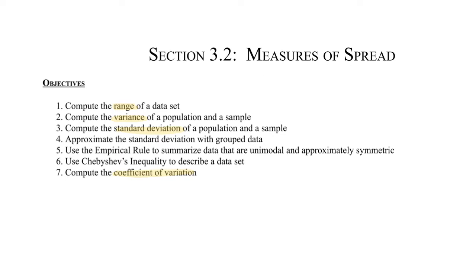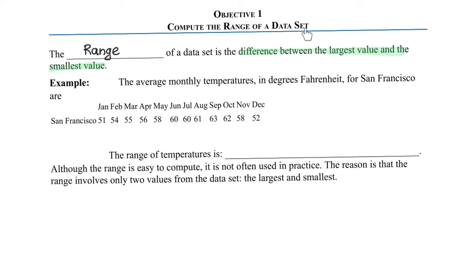In this section, you are going to compute the range of a data set, variance and standard deviation of a population and a sample, how to compute the coefficient of variation, and approximating the standard deviation with a group data, and empirical rule and Chebyshev's inequality. Objective 1, range of a data set.